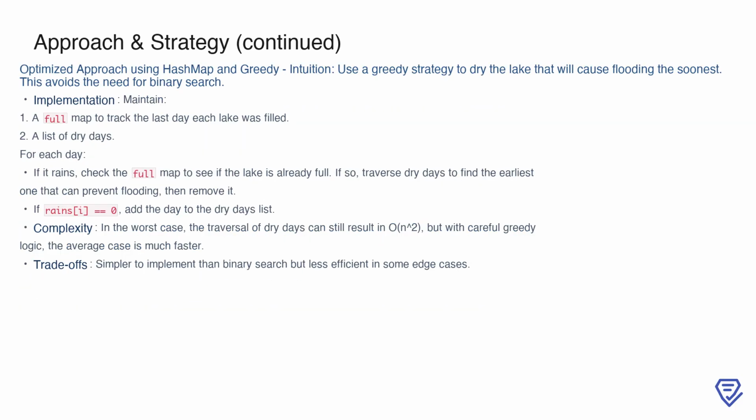Another optimization we explored uses a greedy approach in conjunction with a hash map. The key idea here is to prioritize drying the lake that is at the greatest risk of causing flooding next, rather than relying on binary search. This eliminates the need for maintaining a sorted set. For implementation, we track the last day each lake was filled using a full map and maintain a list of dry days. When it rains, we check whether the lake is already full.